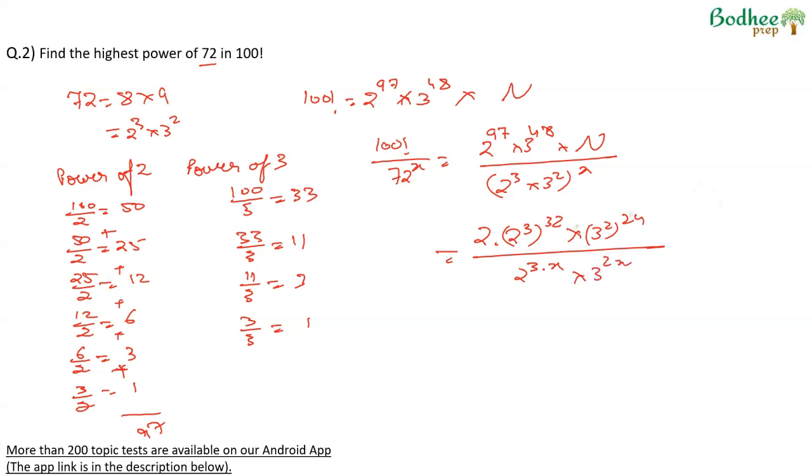Now, if you look at the limiting value for 2 cube or 3 square, there are 32 2 cubes available and 24 3 squares available. So obviously this is the limiting value. If x takes any value beyond 24, we will not have enough 3 squares to be divided. And therefore, the highest power of 72 that divides 100 factorial is the highest power of 3 square that divides 100 factorial, which comes out to 24 becomes the answer.